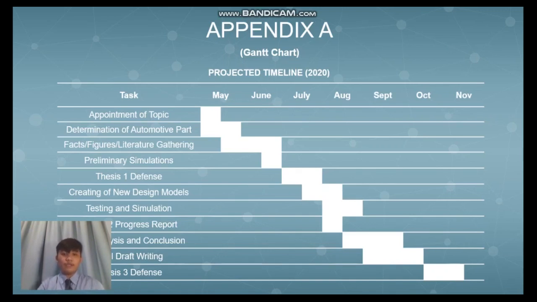and simulation, same thing. This is the progress report on the end of July. For the data analysis and conclusion, it's for August to September. That's also where the final draft writing is. And last, the thesis 3 defense is around October to November.